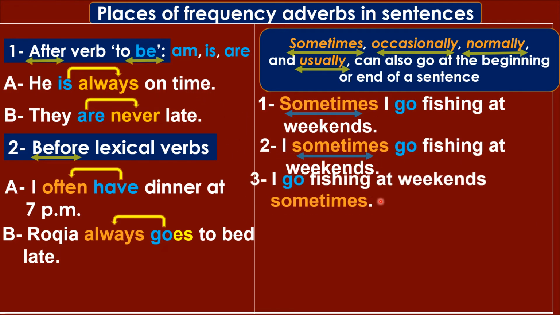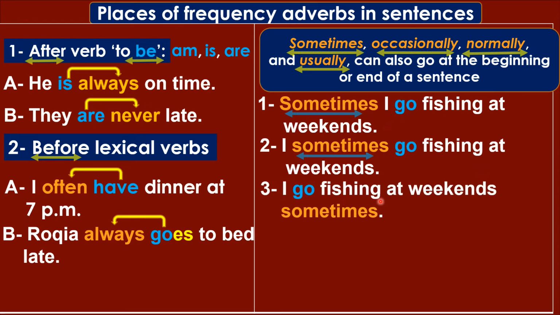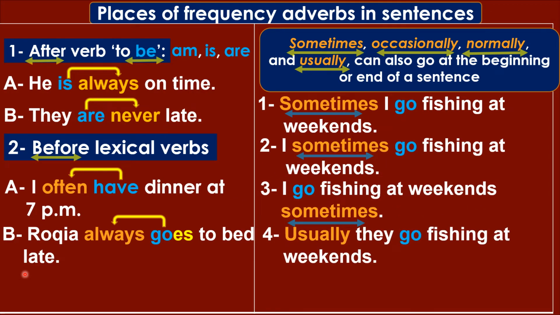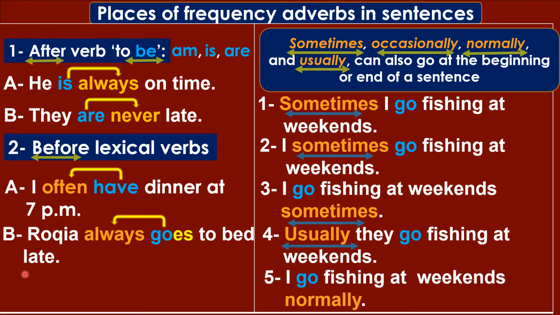And number 3, sometimes comes at the end of the sentence. I go fishing at weekends sometimes. And we have some more examples. Okay, so sometimes here is at the end of the sentence. Usually they go fishing at weekends, and usually comes at the beginning of the sentence. And here, number 5, I go fishing at weekends normally, and normally comes at the end of the sentence.